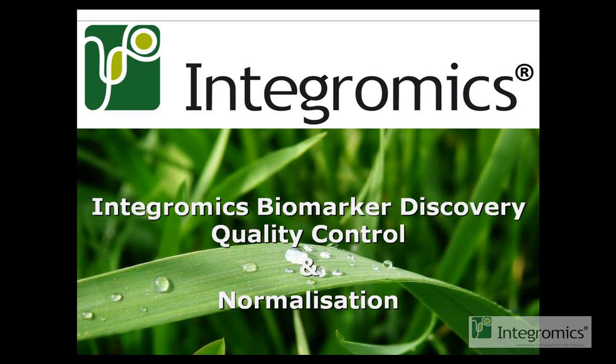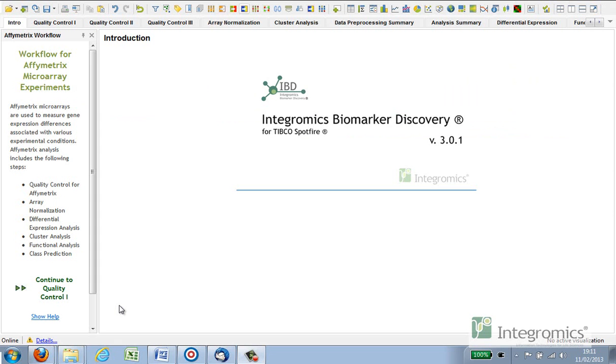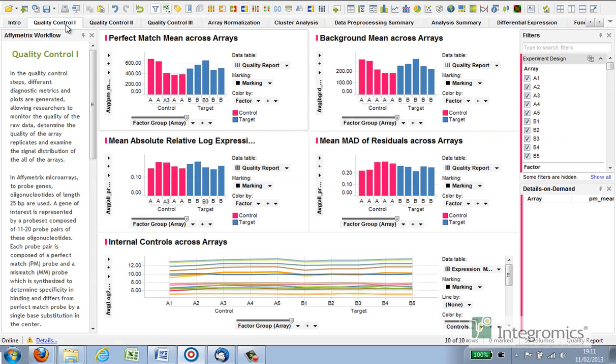Array quality control, or QC, is very important prior to any further expression analysis. It is at this point we are made aware of any technical disturbances that might adversely affect our data analysis. IBD generates a comprehensive QC report, including all the necessary QC metrics associated with your microarray platform of choice.